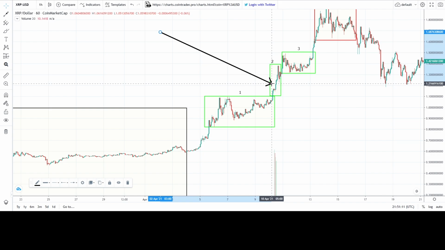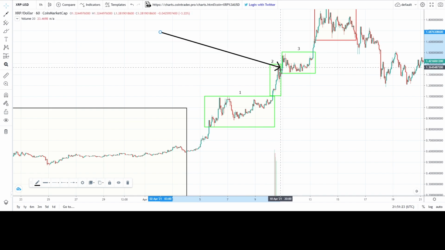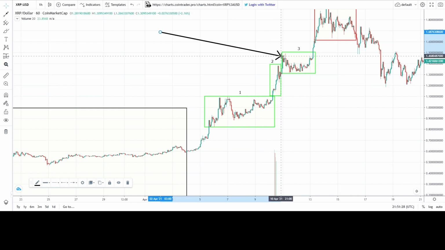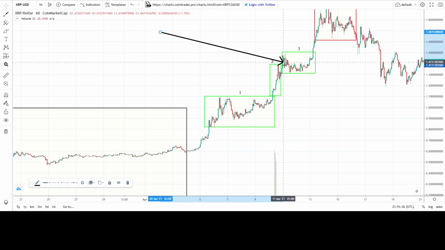Now, like I pointed out with the timing, height, and depth being unique, what that means is that any one of these structures can be the larger of the three structures. Typically, it's structure 1 or structure 3. So after structure 2 completes, it moves up, gets above the high, and then the next largest pullback that you see after it gets above the high of this second correction is the beginning of the third correction.